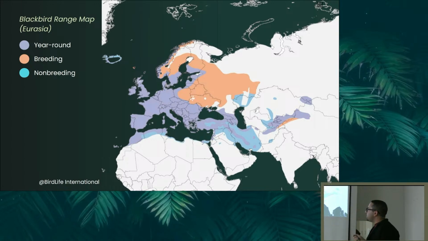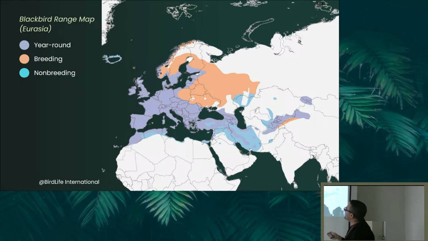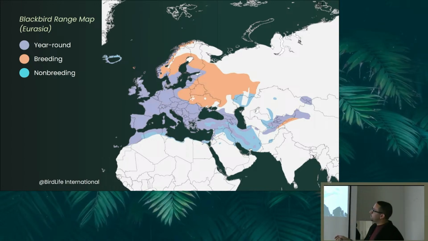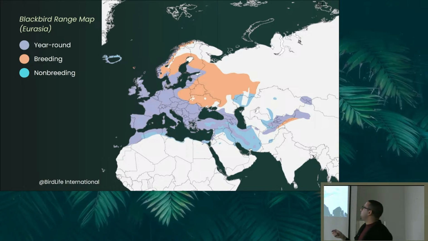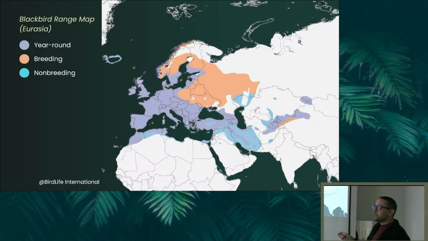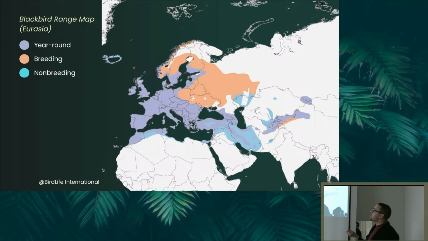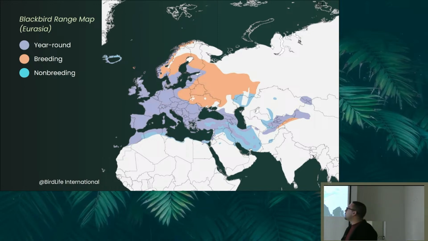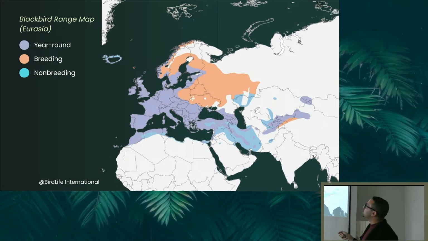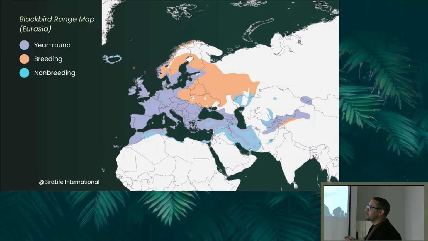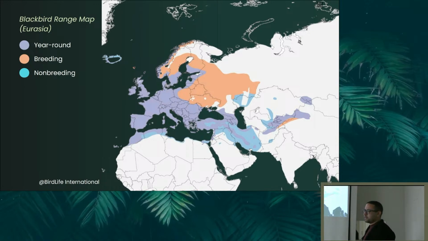Now, I want to put emphasis on this: despite this being a map of the distribution range for BirdLife International, even though you can find them year-round in all of these countries in Europe, that doesn't necessarily mean that this partially migratory behavior is not present. You can still have populations of blackbirds being residents all year round and migrating to the south during the winter, so it's not exclusive.